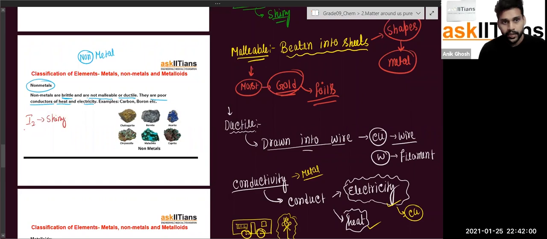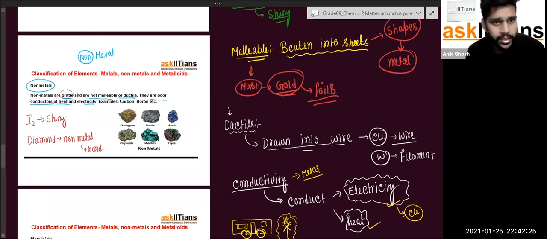Iodine is very much shiny. And if someone asks you, they are brittle, they are not hard, so I think you know that diamond is the strongest natural substance, but that is a non-metal, and still it is very hard, isn't it? So there are exceptions definitely. There are exceptions for all of it, so that is the thing.